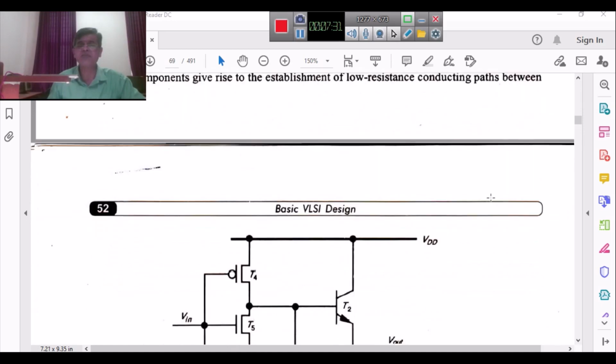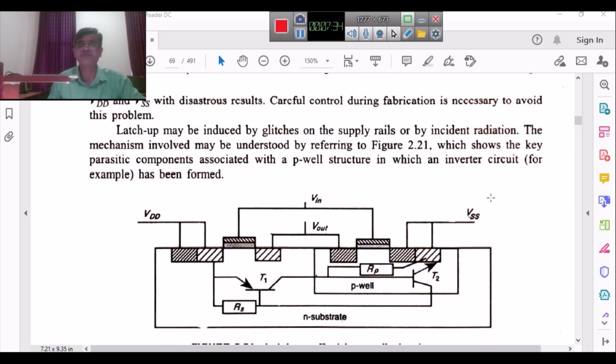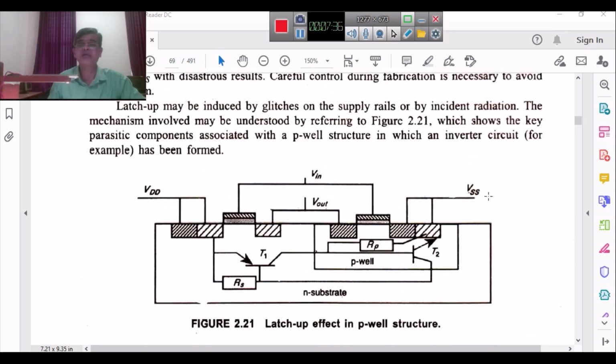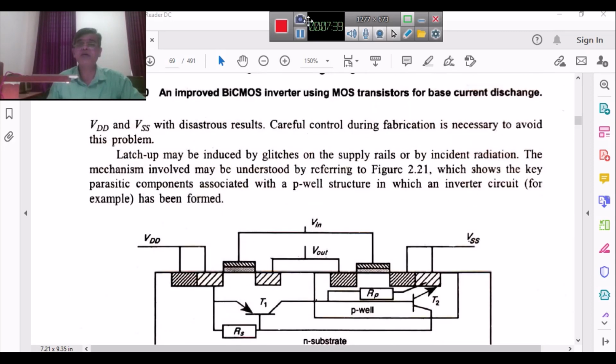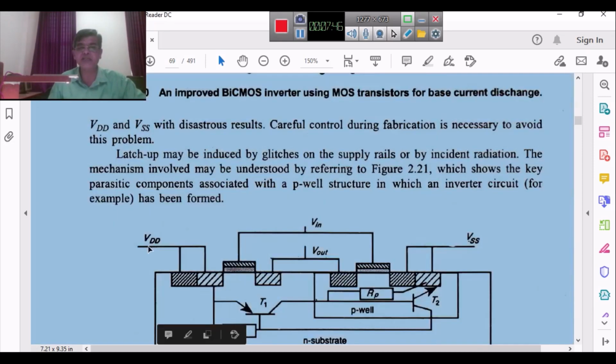Now this latchup in case of your CMOS, how does it occur? Latchup in a CMOS is caused mainly by the glitches on the supply rails. These are the supply rails, VDD and VSS. If glitches occur in these supply rails, or if radiations occur on these supply rails, then latchup is caused. Now just to repeat, what do I mean by glitches?